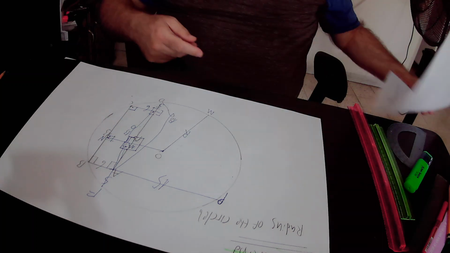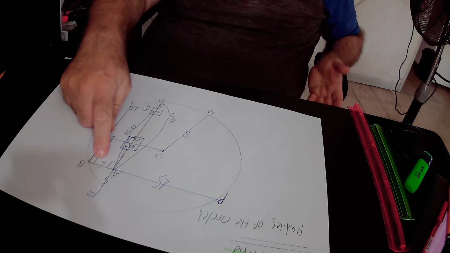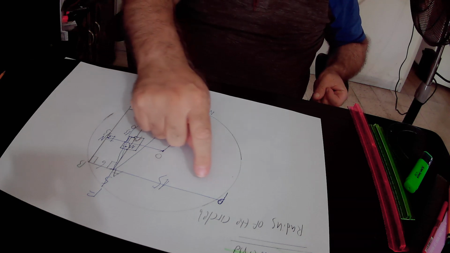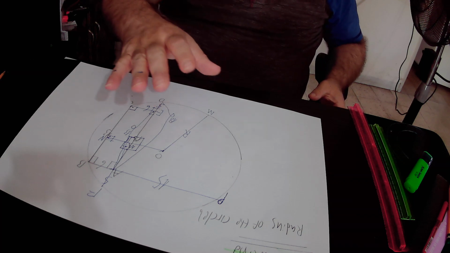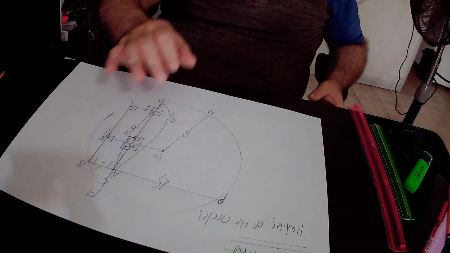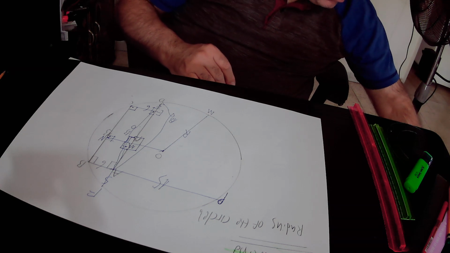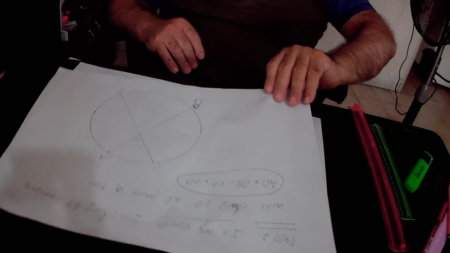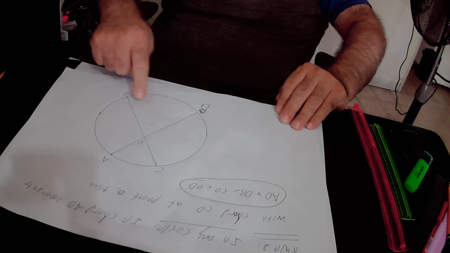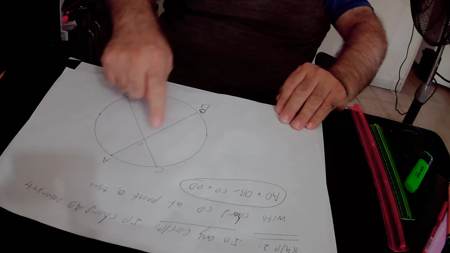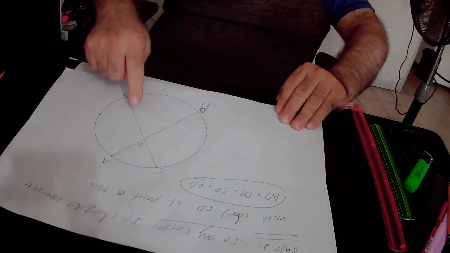Then we extended line segment BA, or side BA, by a straight line until it touches the circle at this point, point P. Then we implemented here the old rule number 2. According to the old rule number 2, if chord AB intersects with chord CD at point O, then AO times OB equals CO times OD.